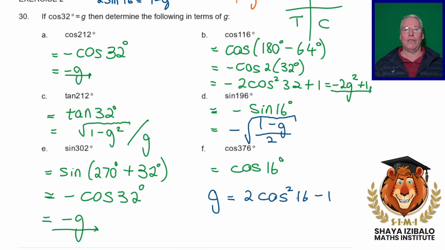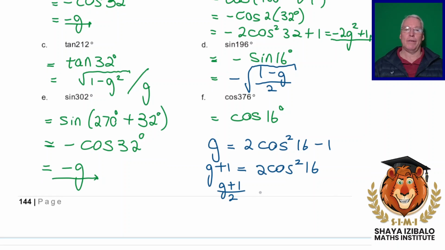Okay, and I want cos of 16. So all I'm doing now is solving this equation for g. Let's add 1 to both sides. g plus 1 is 2 cos squared 16. Let's divide both sides by 2. g plus 1 over 2 will be cos squared 16. So in fact, our answer here, if we carry on from here, instead of that, we're going to write the positive square root of that. It will be the positive square root because cos of 16 is a quadrant 1 angle, and that's positive. So there's our final answer.